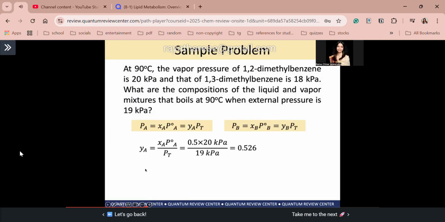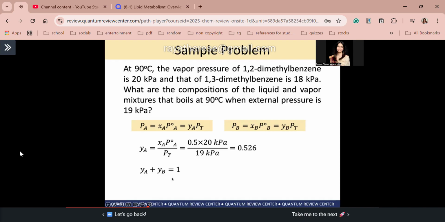So simply guys, the mole fraction of A, 1,2-dimethylbenzene in the vapor phase is just equal to XA P naught A divided by PT, right? Based on this equation. Substituting, because we all know these values, alam may value na tayo for XA, we get 0.5 times 20 kilopascals divided by 19 kilopascals. And we get YA, the mole fraction of A, or 1,2-dimethylbenzene, is equal to 0.526 or 52.6% in the vapor phase. So paano natin makukuha ang mole fraction ni component B, or 1,3-dimethylbenzene in the vapor phase?